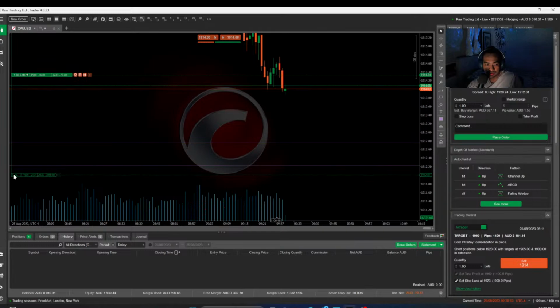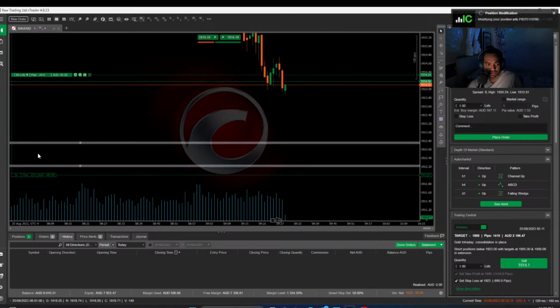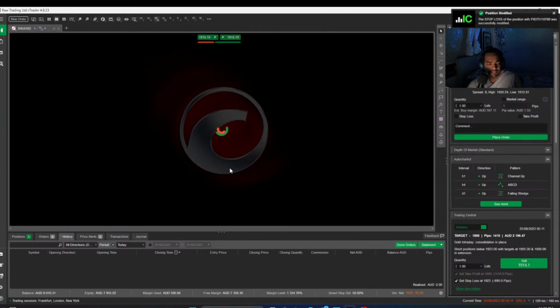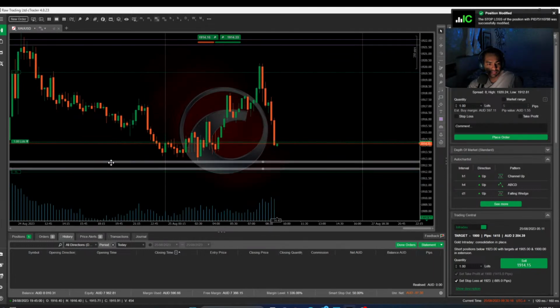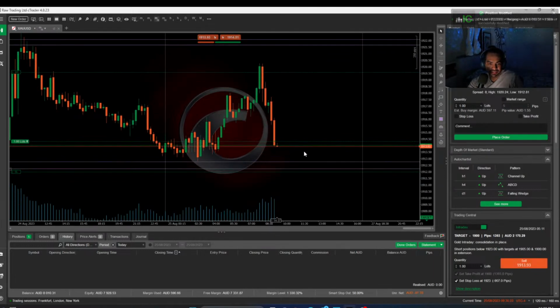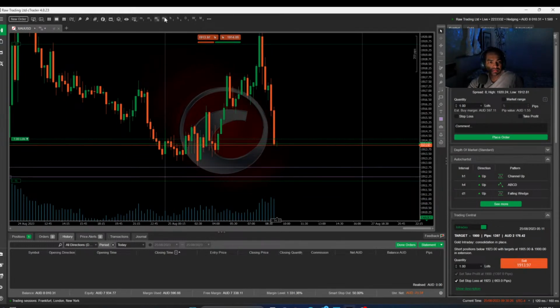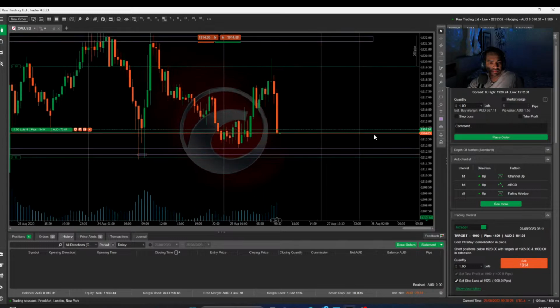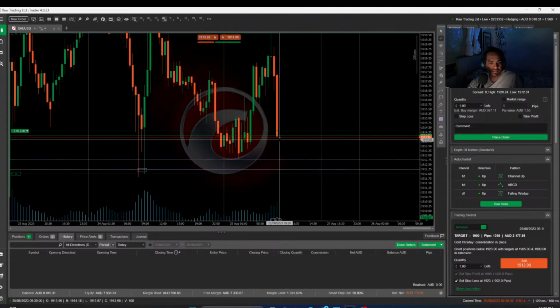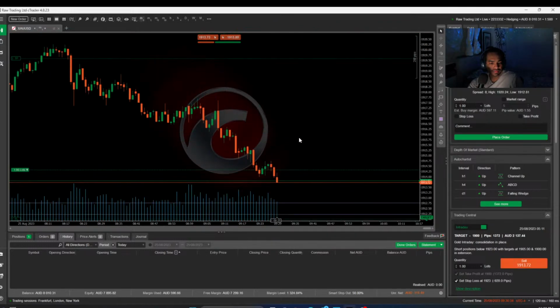We're gonna move our stop loss just below the support so that the price doesn't touch our stop loss and close the trade. Yeah, I want the price to come down and go.